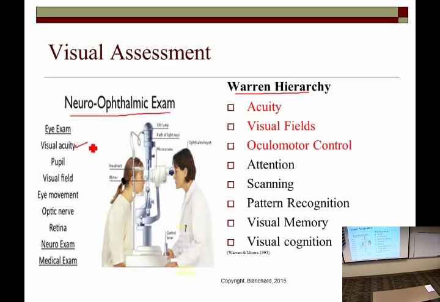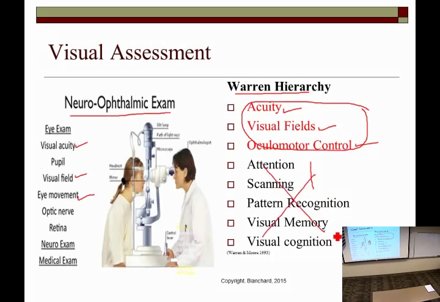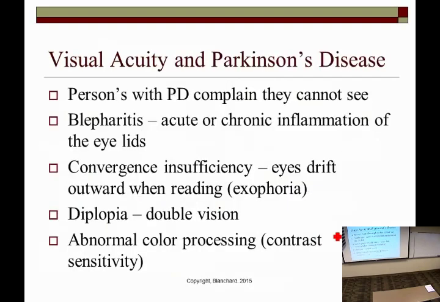The ophthalmologist is going to look at visual acuity. The OT is going to look at visual acuity. They're going to look at vision field. We're going to look at vision field. They're going to look at eye movement. We're going to look at eye movement. And we're going to look at all of these things as it relates to attention, being able to scan in the environment, pattern recognition, visual memory, and visual cognition. We're not covering these today. That would be 5 or 6 other things. So I'm just going to try and stay focused just on those 3 things, okay?